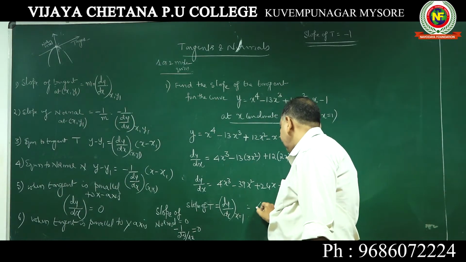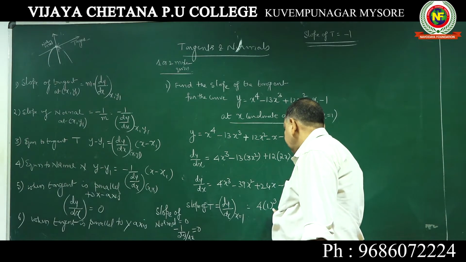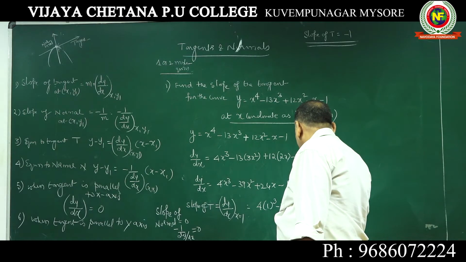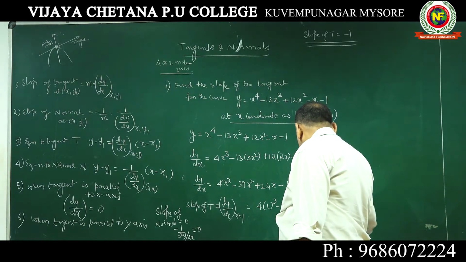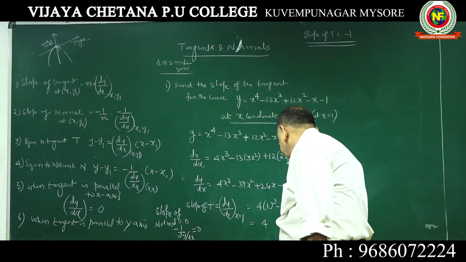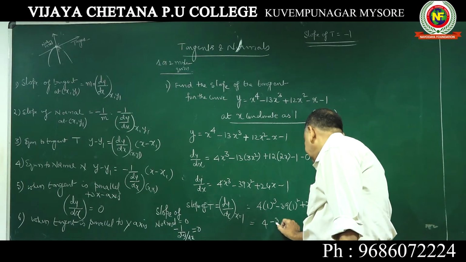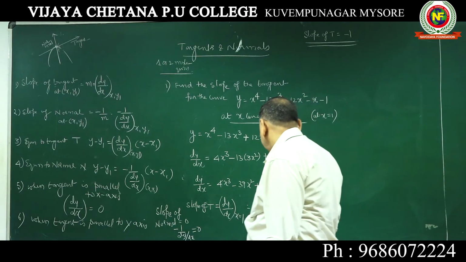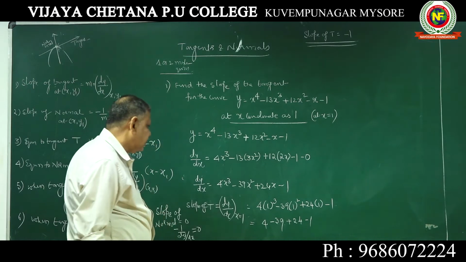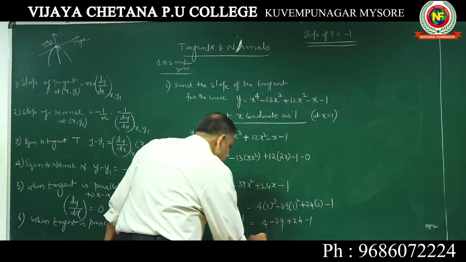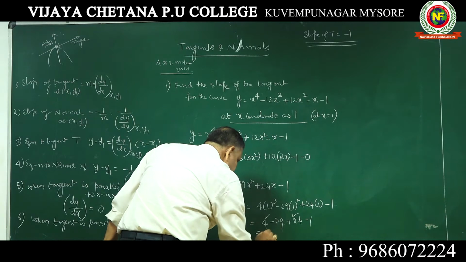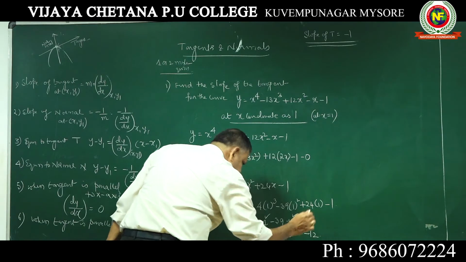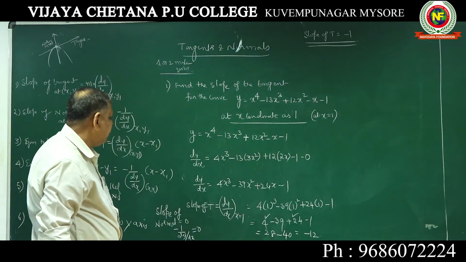Now that is nothing but 4 into 1 cube, wherever x is there we have to put 1, minus 39 into 1 square plus 24 into 1 minus 1, or it is 4 minus 39 plus 24 minus 1. 4 into 1, 4, minus 39, plus 24 into 1, minus 1, or it is 24 plus 4, 28, minus 40, or it is minus 12. Minus 12 is slope of tangent.